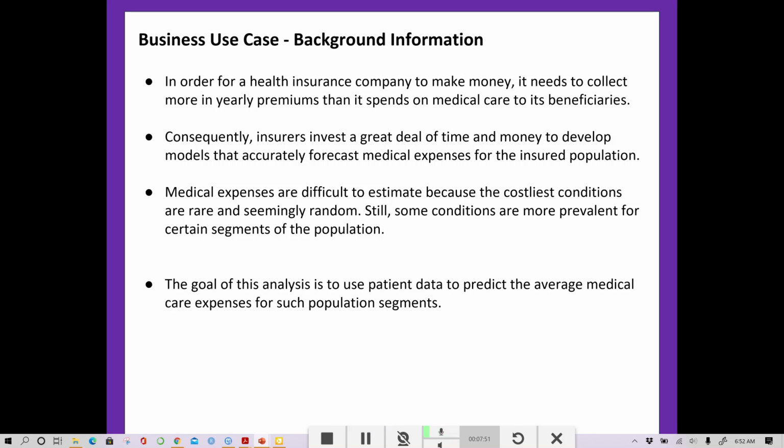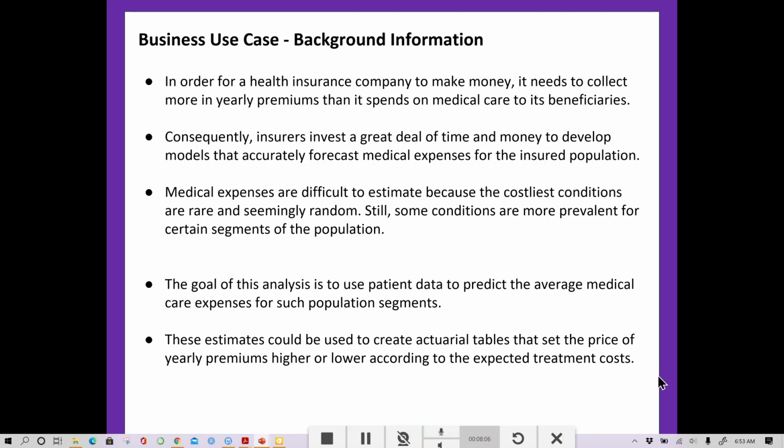Now, the goal of this analysis is to use patient data to predict the average medical care expenses for such population segments. How can this be of any value? Well, the estimates that we generate using a predictive model can be used to create actuarial tables that can be used as a price setting benchmark of yearly premiums, so that they are either higher or lower according to the expected treatment cost of the different patients.